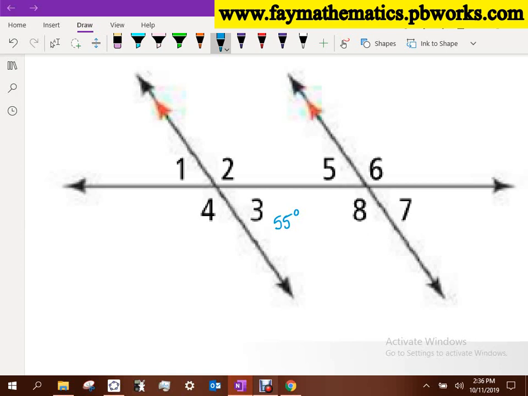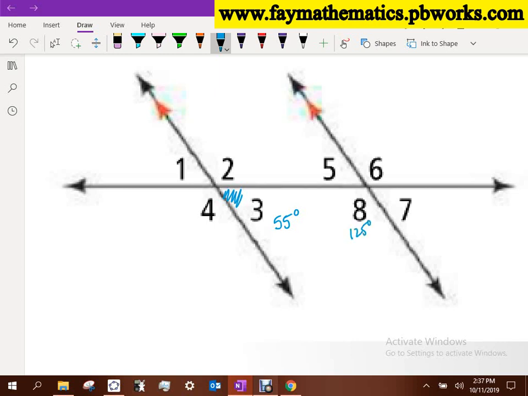Okay, 6. I would agree with that. Okay? But how do you go from 3 to 6? You're right. Would 3 and 8 be supplementary? Those are same side interior, right? So this would be 125.